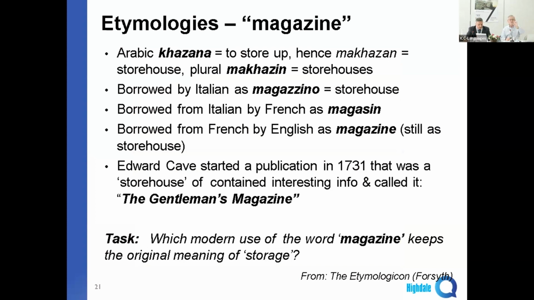Here's the story of magazine. It's from an Arabic word, kazana. The plural is magazin. Somebody will tell me the correct pronunciation of that. And it means storehouses. And the Italians borrowed it as magazzino, meaning a storehouse. The French borrowed it as magasin, meaning a storehouse. And the English borrowed it as magazine, meaning a storehouse. And then one man in 1731 published a publication which he called a storehouse of interesting new stories, the Gentleman's Magazine. And the meaning was transferred from the storehouse to the concept of a publication.